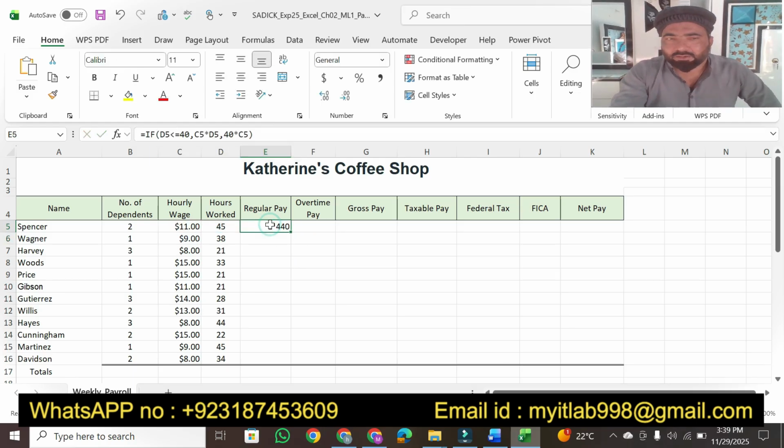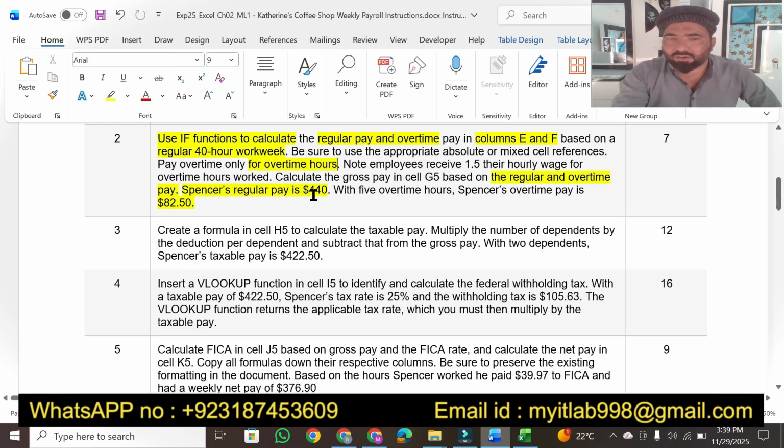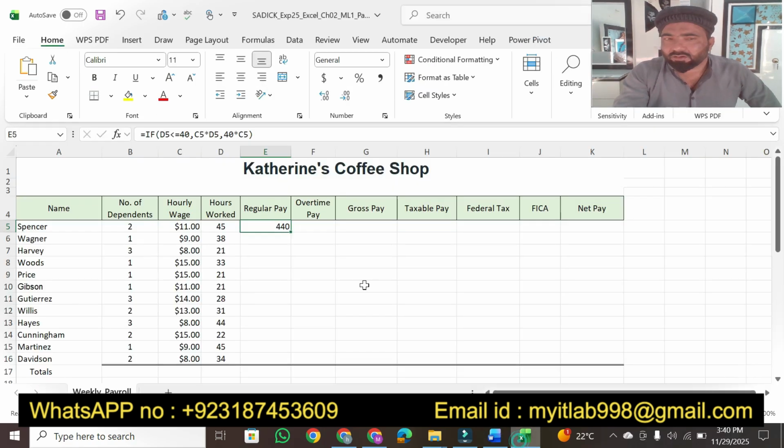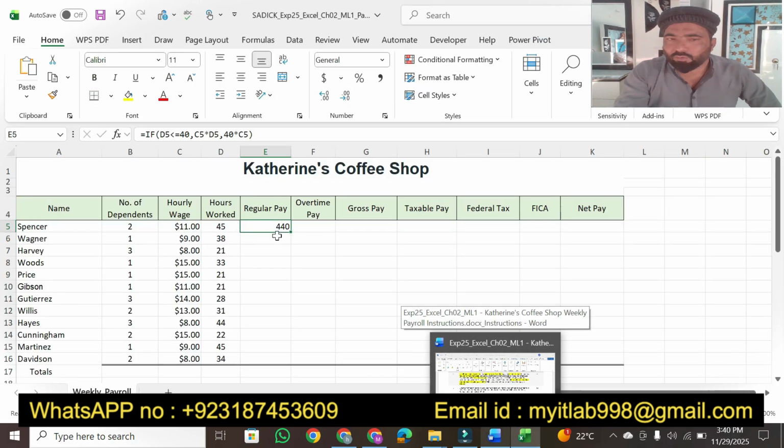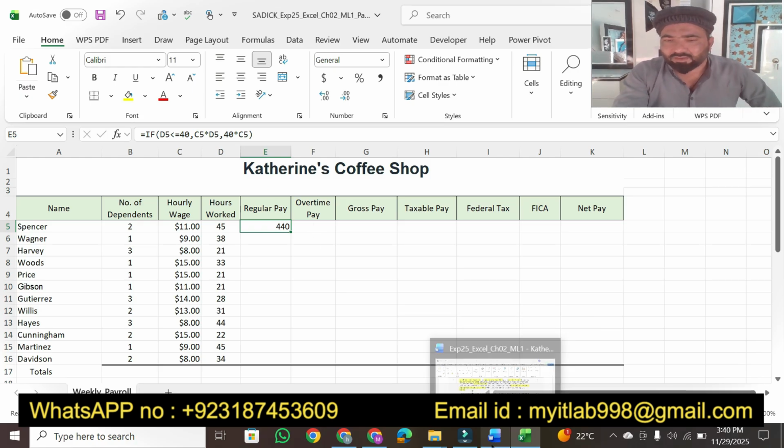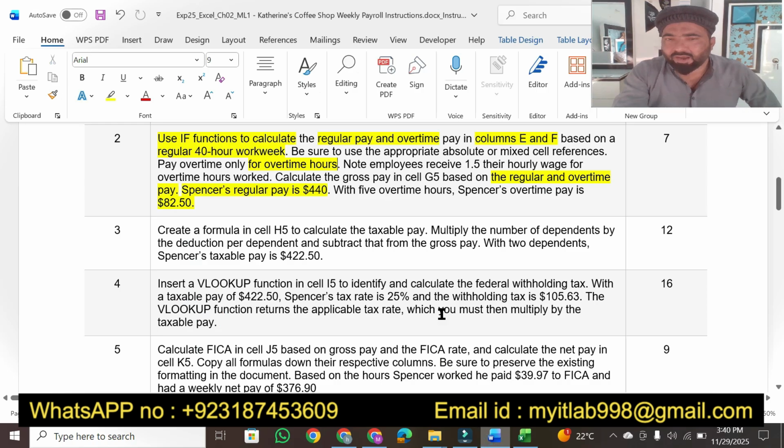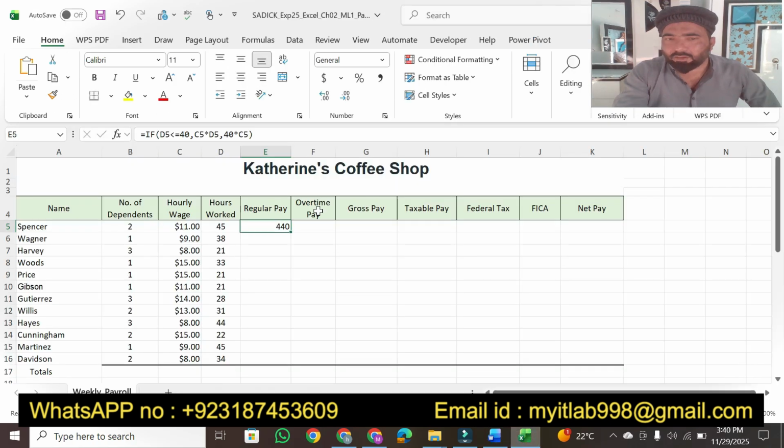Okay, so now you may compare this result with this one. So we are just going exactly 100%. Okay, you may see the regular and overtime pay exception: regular pay is 440. Yes, 440. So we are just going exactly 100% right. Then what we have to do now, we have to move to the overtime pay. Okay, now we have to find overtime pay.